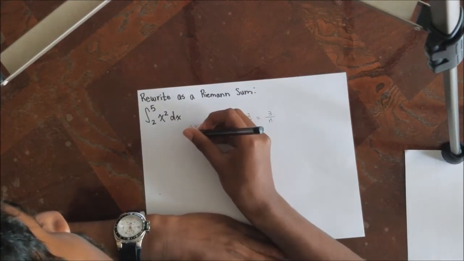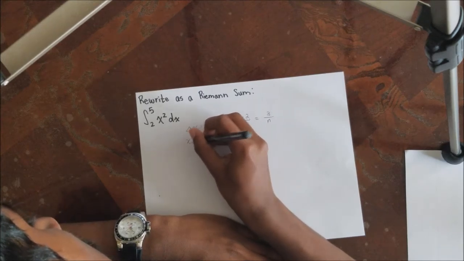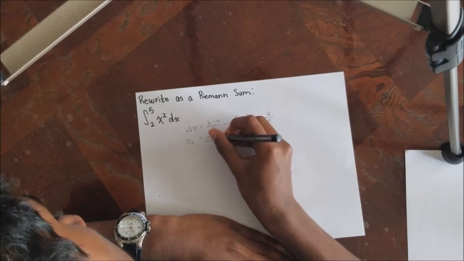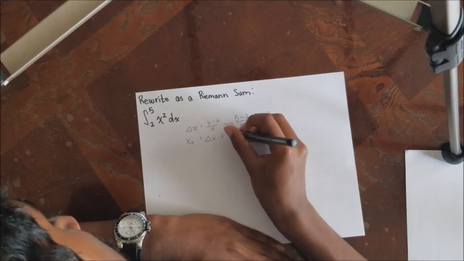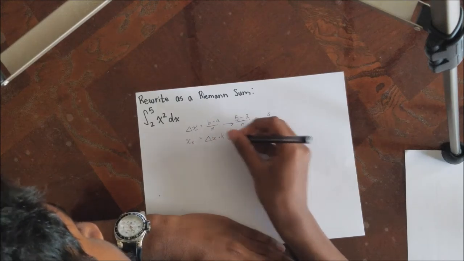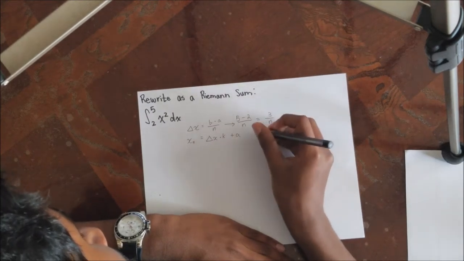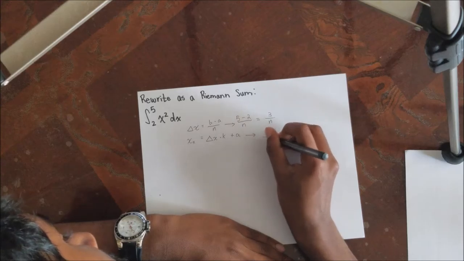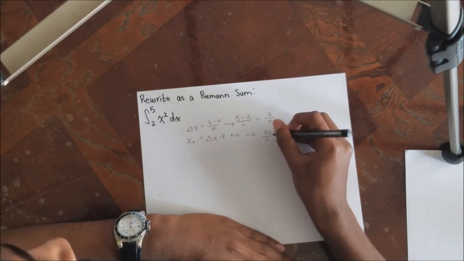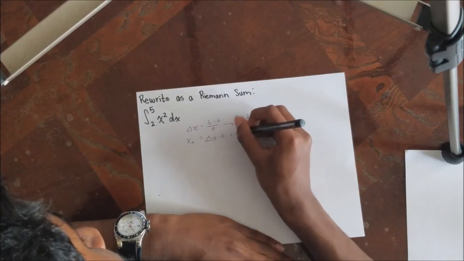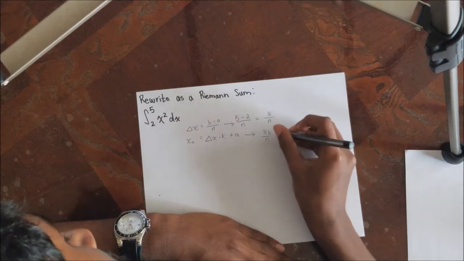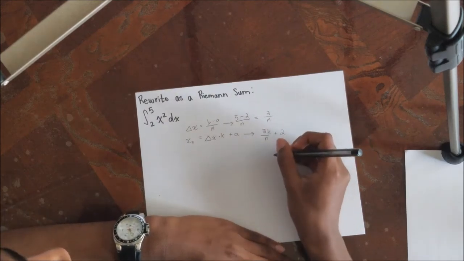Now, to figure out x sub k. This is simply delta x times k plus a. Now, we know that our delta x is already 3 over n. So that's 3 over n. We have our k that we need to multiply by. So it just becomes 3k over n. And that's, don't forget this, plus a. So our lower limit is our a. This is plus 2.